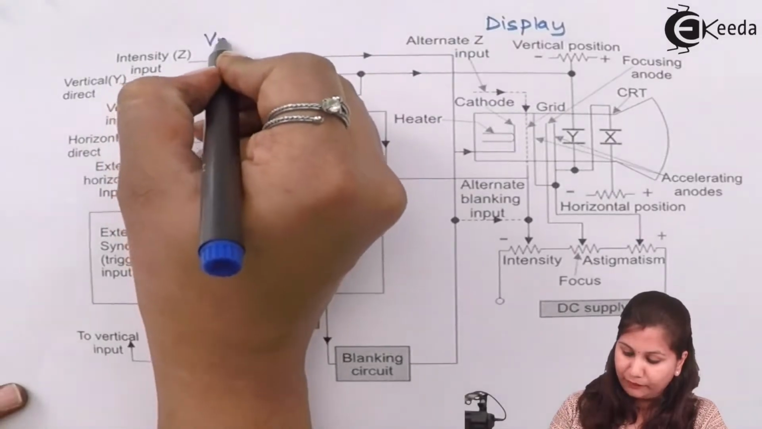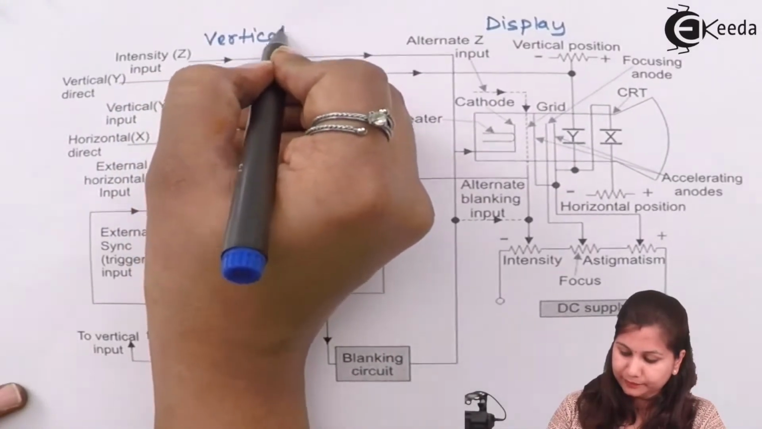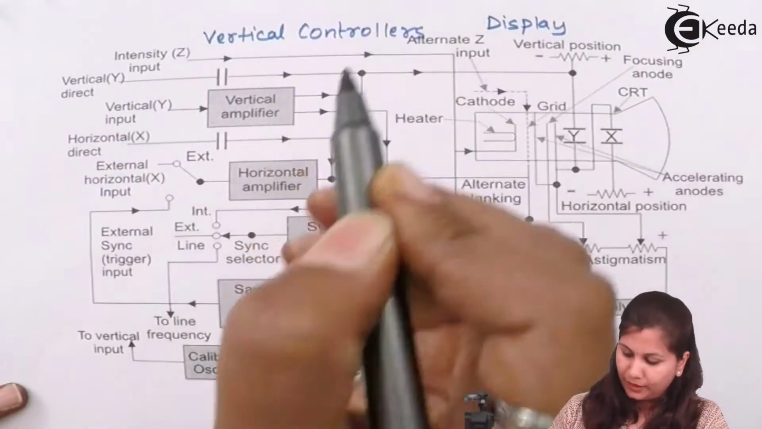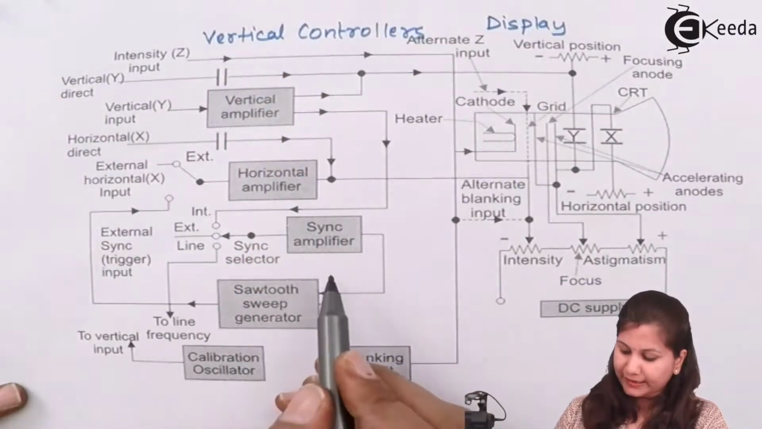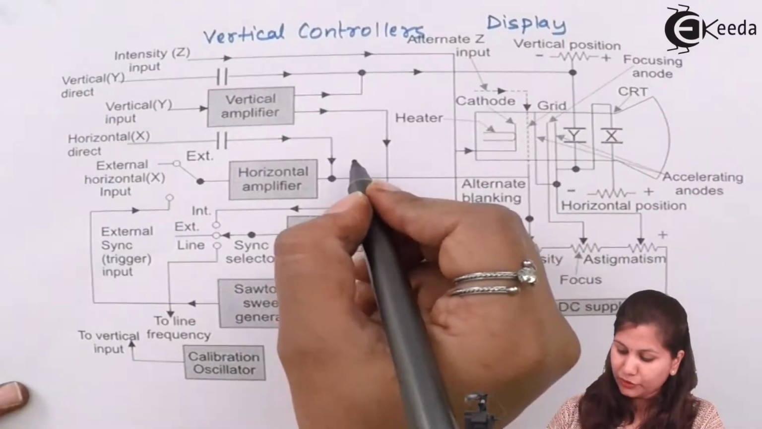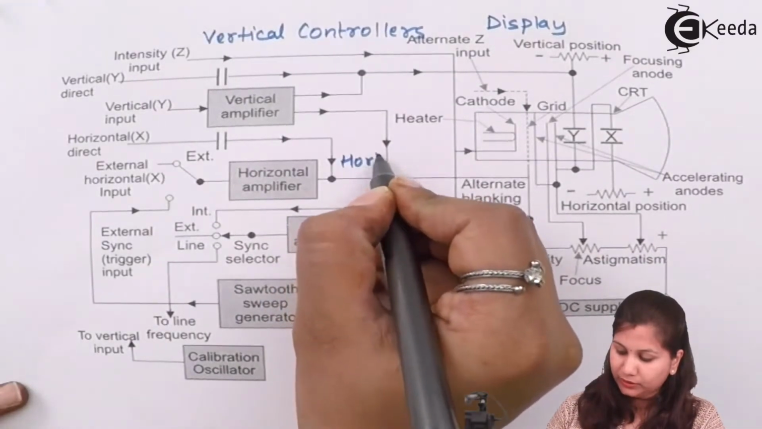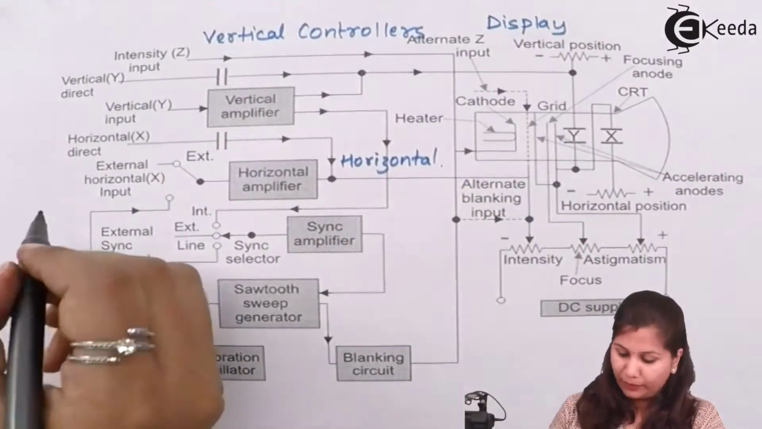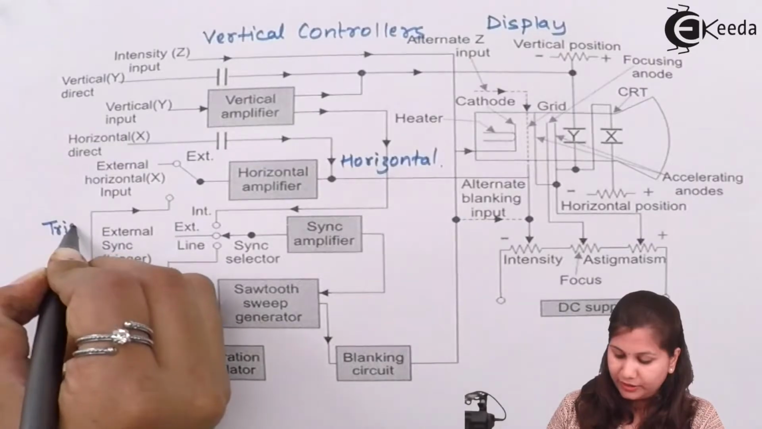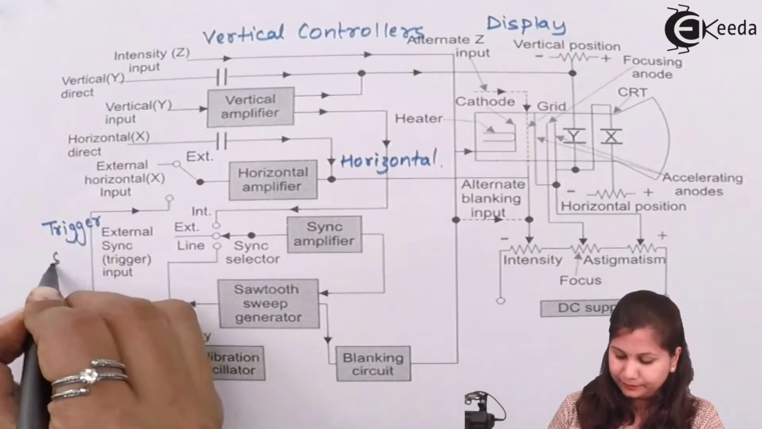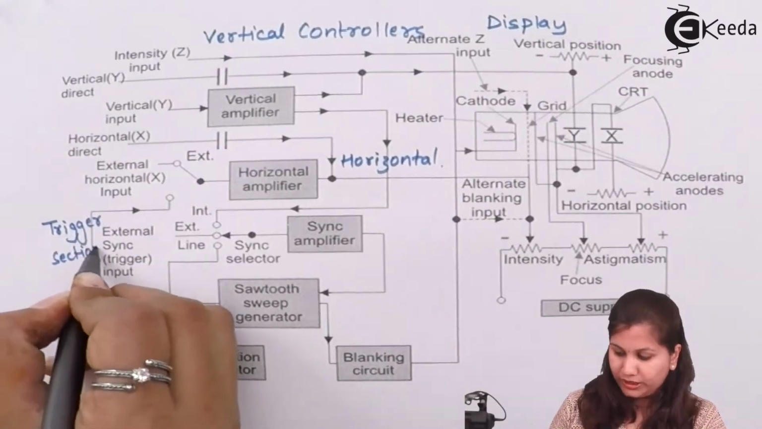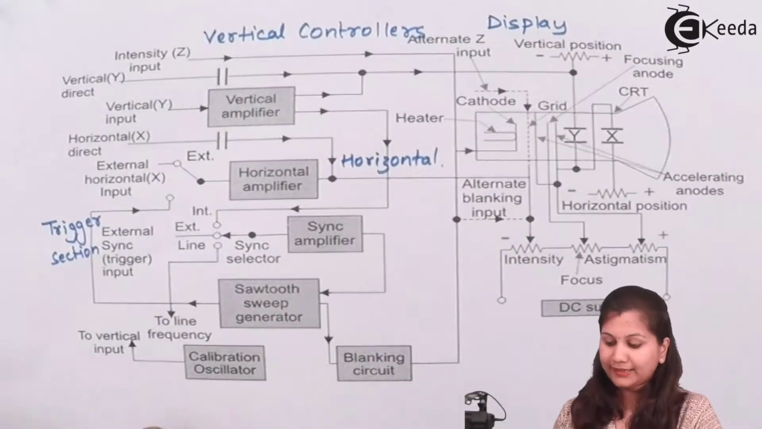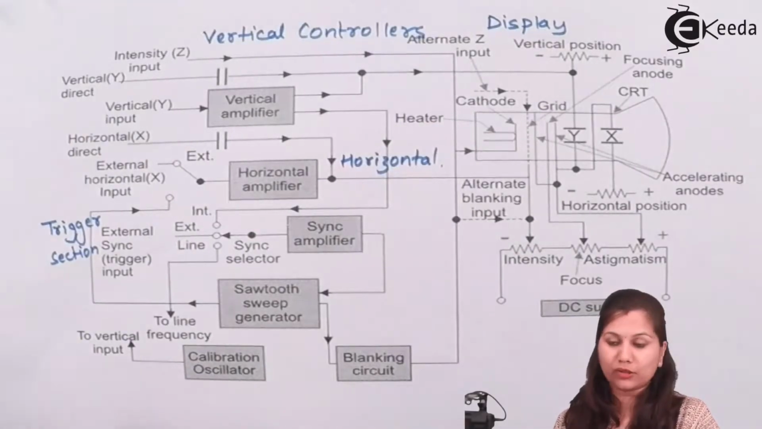So here we have vertical controllers. Here horizontal amplifier, sync amplifier, horizontal position. So these are the horizontal controllers. And here triggering is provided. So here we have the trigger section. So these are the four sections in the block diagram. Now you can see that these sections consist of various components.